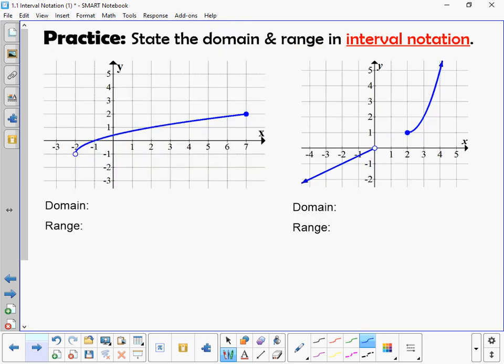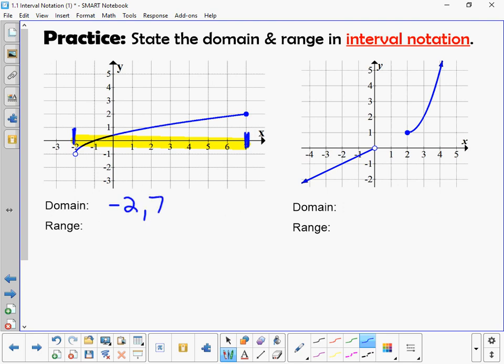All right, so we have 4 graphs. We're going to do the first 2 domains and ranges in interval notation, and then we'll do the second 2 in inequality notation. So for this first graph, the domain, remember with domain we focus on x values. So for this function, if I'm focusing on the x-axis, it looks like the function has a domain from -2 and all the way up to 7, -2 to 7.